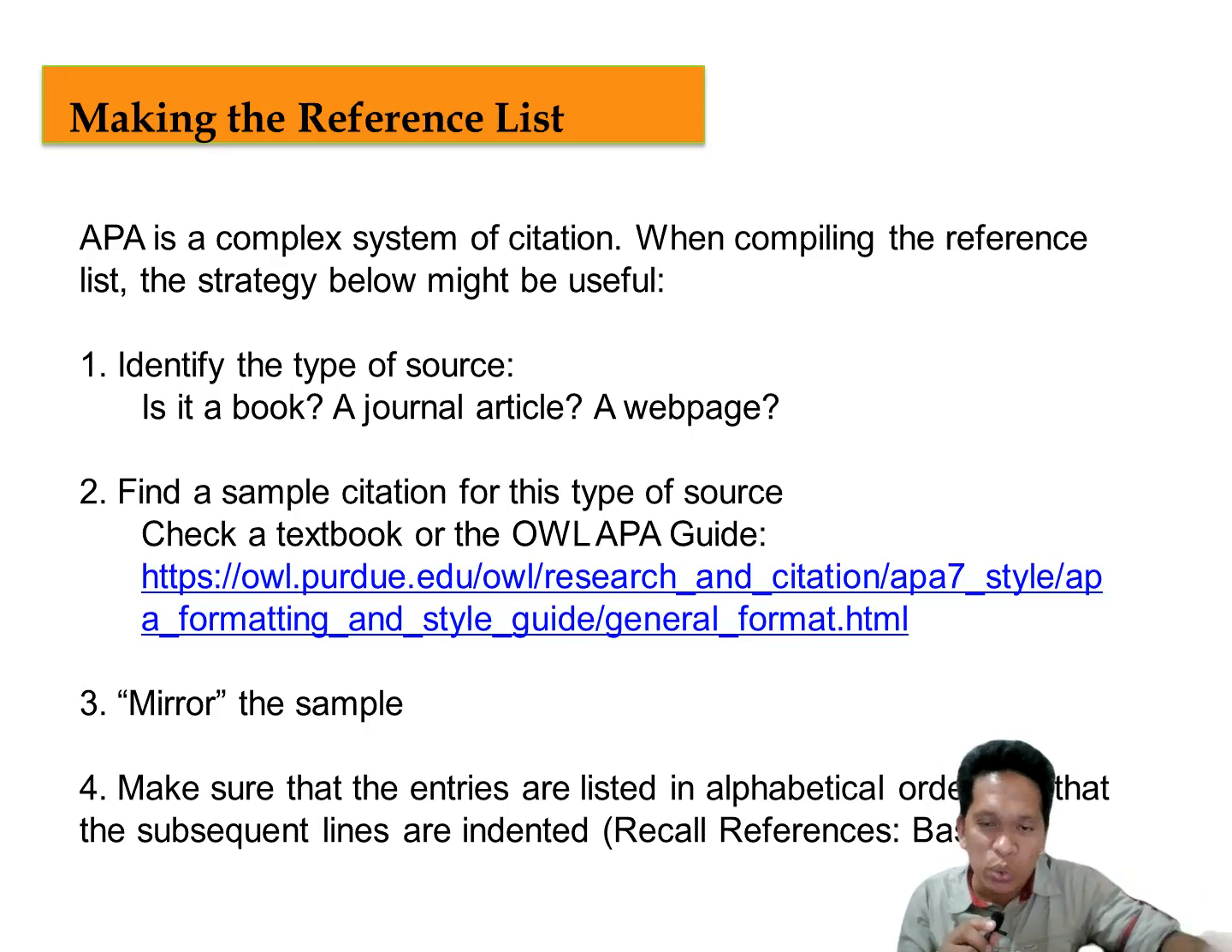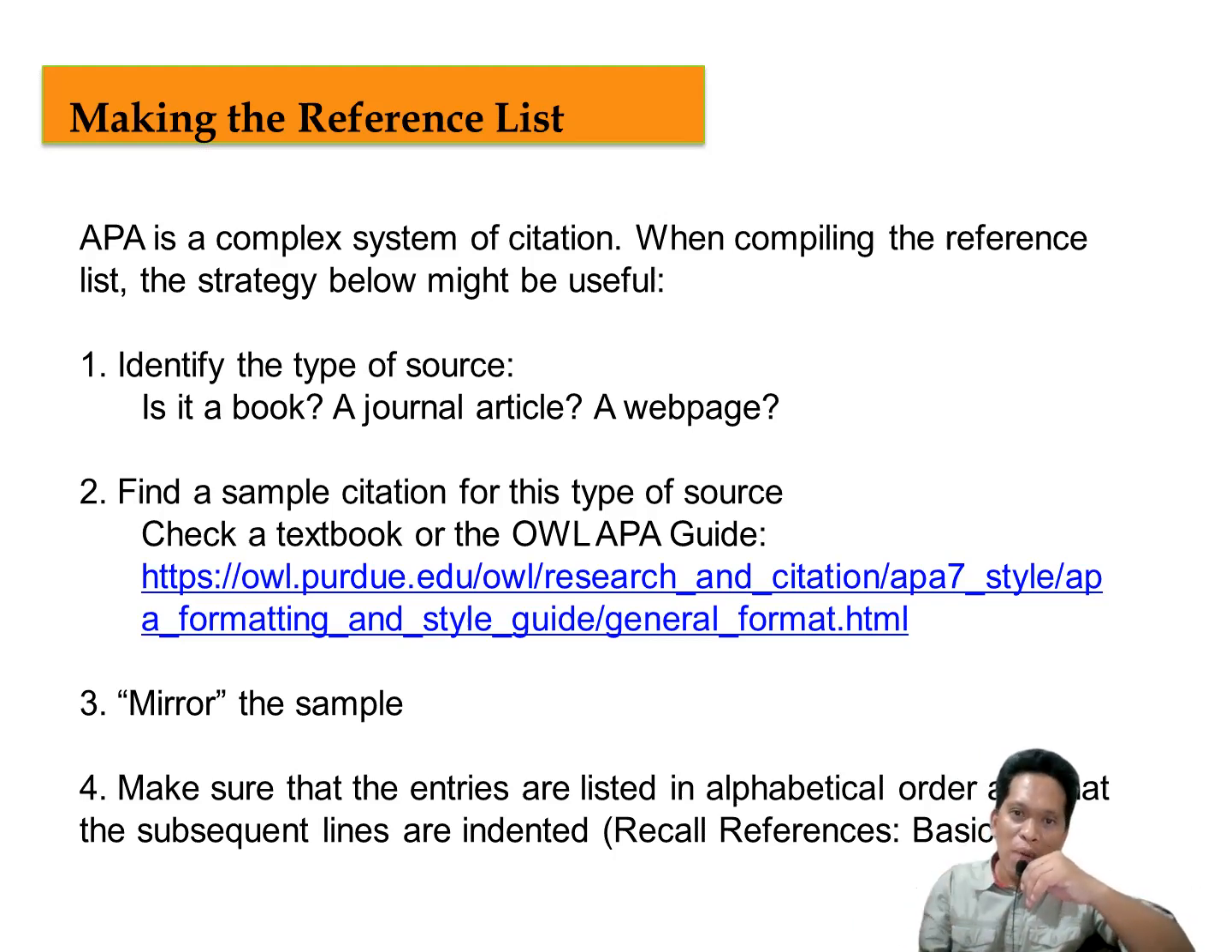So that is what you have to remember. Either use Microsoft Word automated referencing and citation, or have the manual by your side while you write your essays, your professional paper, or your research paper. Now, APA is a complex system of citation. When compiling the reference list, the strategy below might be useful.